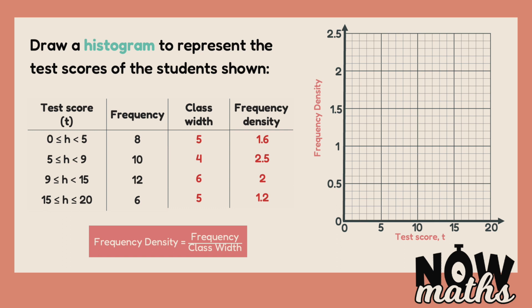So we'll have the test score on the x-axis and the frequency density on the y-axis. For the first row in our table, we'll need to draw a bar that goes between 0 and 5 on the test score axis, and the height of the bar will be 1.6, which is the frequency density. So our bar will look something like this.